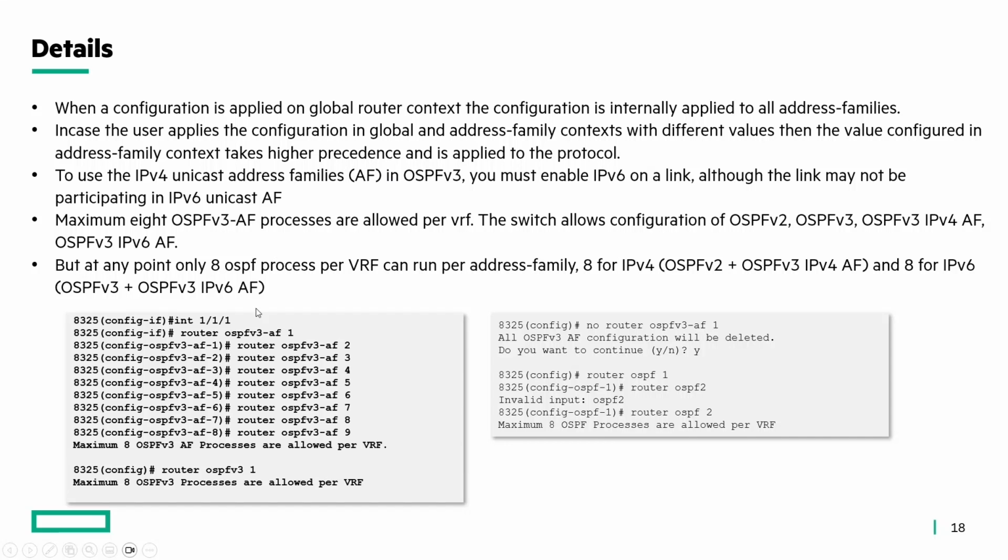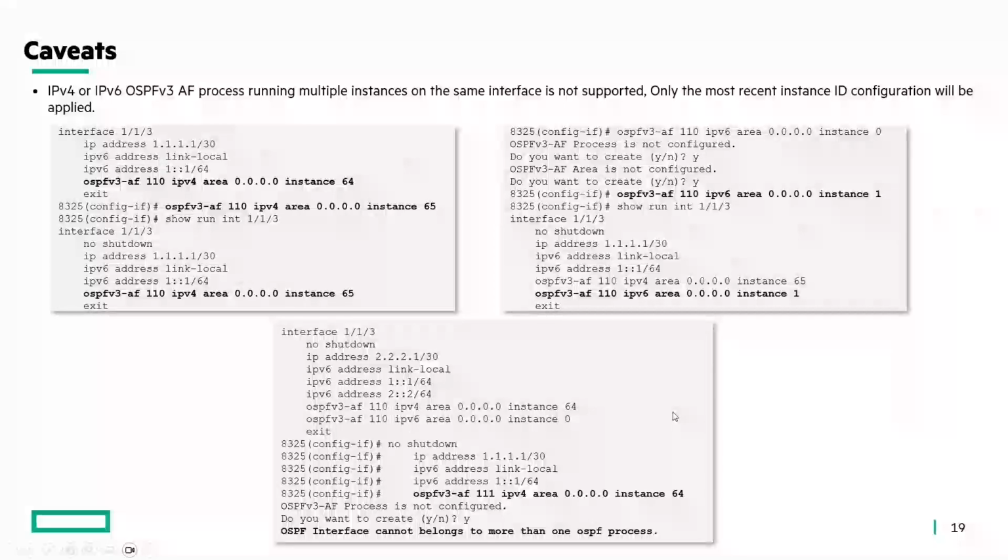Here is an example where I have tried to assign router OSPFv3-AF process 1 in the default VRF, and I'm trying to assign more processes. This tells us that a maximum of only 8 OSPFv3 address family processes are allowed per VRF. Here is just a snip of that as well. So, moving on to further caveats.